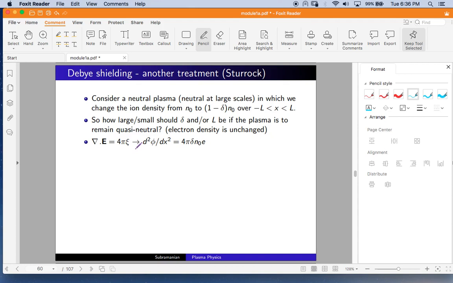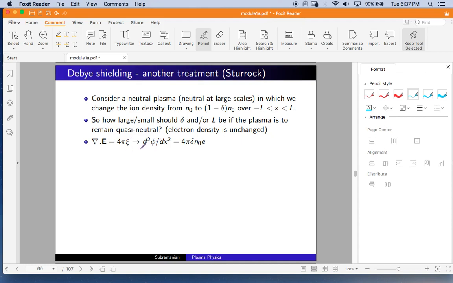It can again be written as del square phi, and in one dimension del square phi is simply d square phi over dx square, and the 4 pi remains as it is, and this is the psi, the charge over density. The over density is delta times n naught times E. If it was simply n naught, there would be no over density. There's an over density or under density, if you will, in this case, of delta n naught. So it's as if this much charge is removed. What is the electrostatic potential due to that? That's the question we are asking.